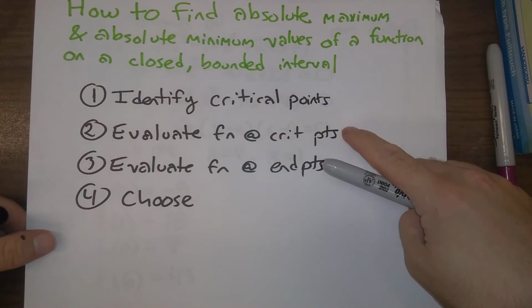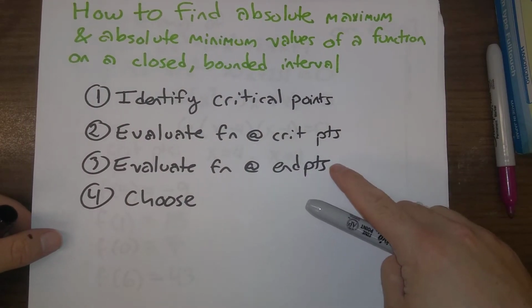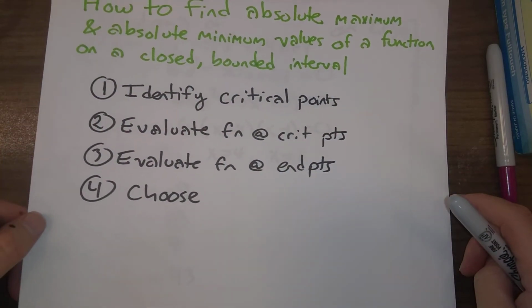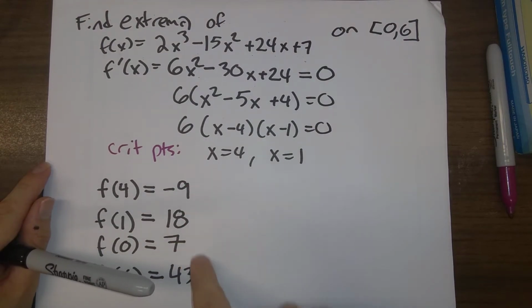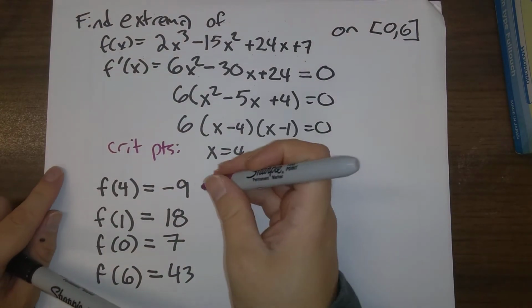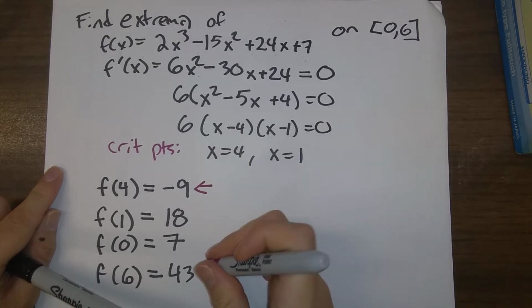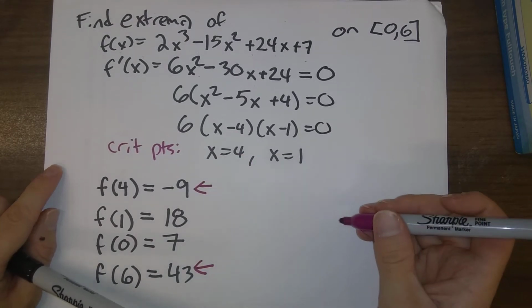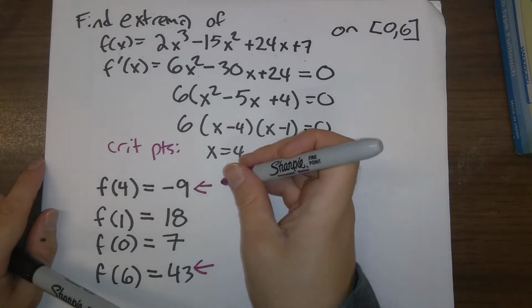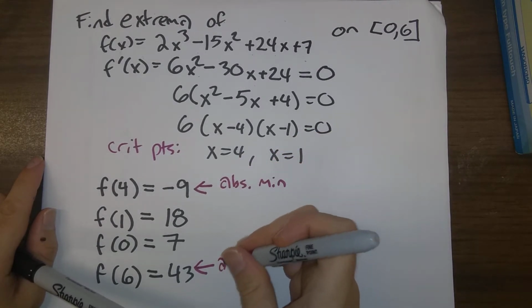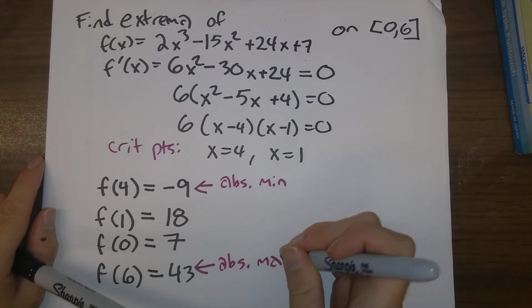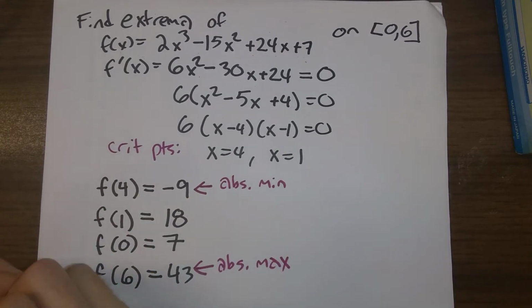So we evaluate our function at critical points, we evaluate our function at endpoints. The last thing for us to do is to choose. So we're going to choose which ones give us the largest and the smallest values. And from the list of these four numbers, -9 is the smallest, and 43 is the largest. So what does that tell us? This gives us the absolute min and the absolute max.